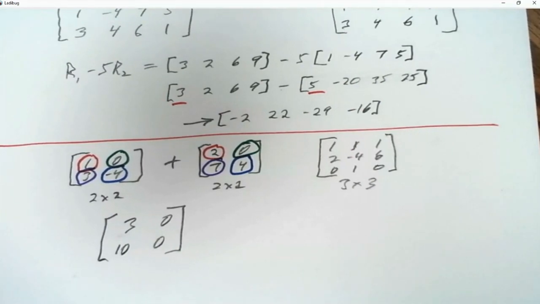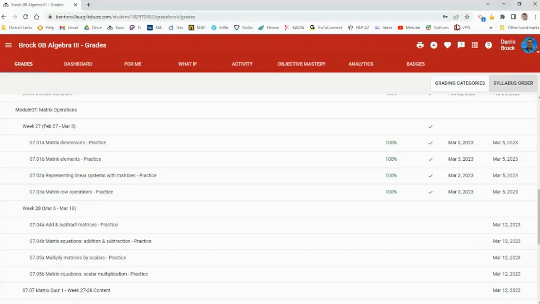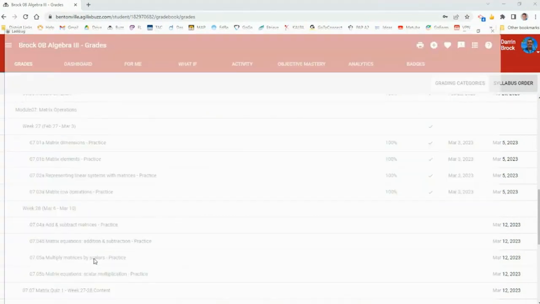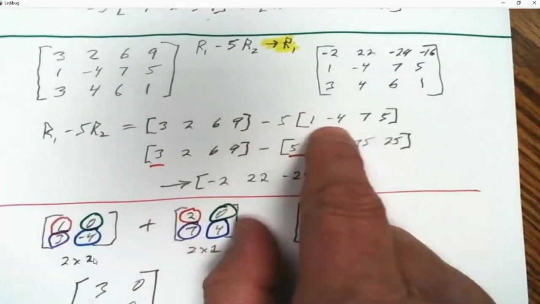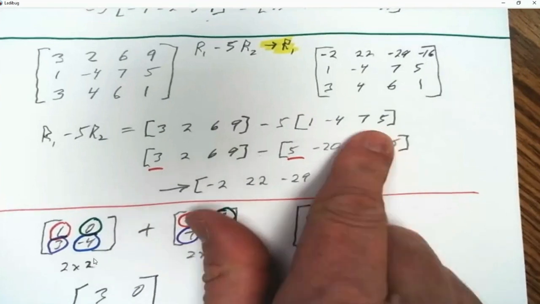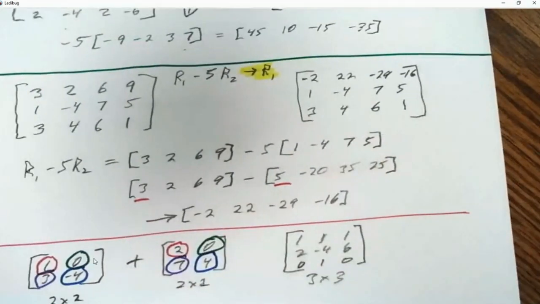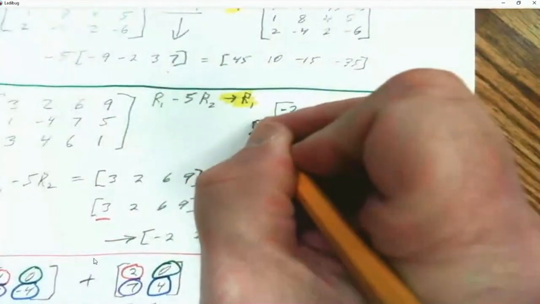So let's look real quick and see what we're doing this week. We're going to add and subtract, and it talks about matrix equations, addition and subtraction, and then multiplying by a scalar. If you multiply by a scalar, that's this. 5 was a scalar right here. We multiplied by 5. We can multiply an entire matrix. We'll put a 5 out here.